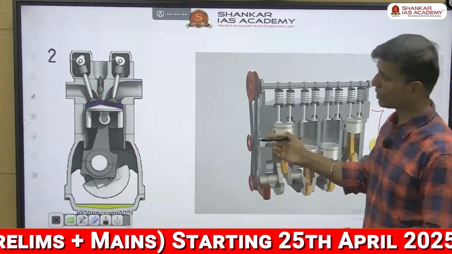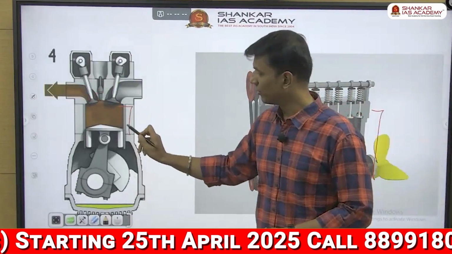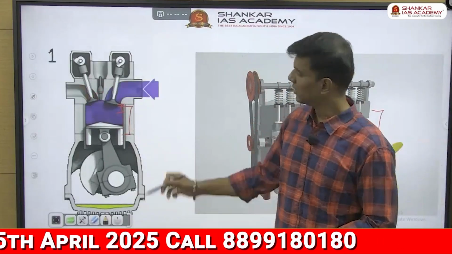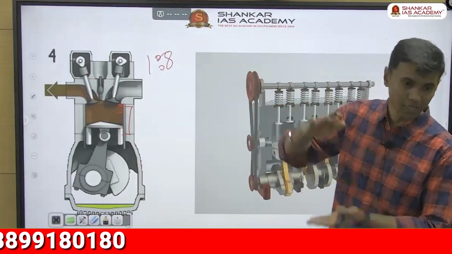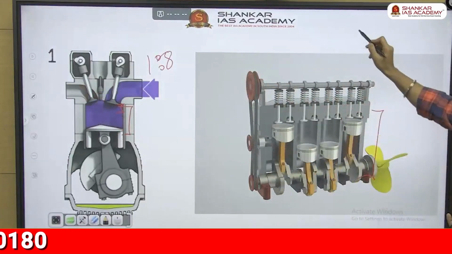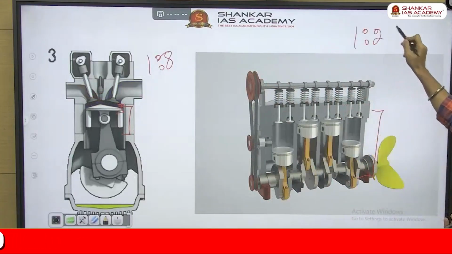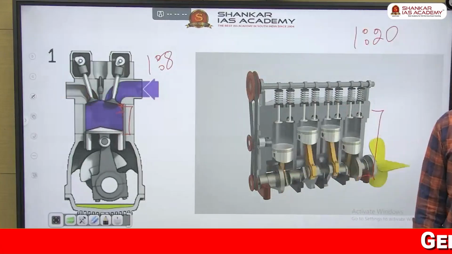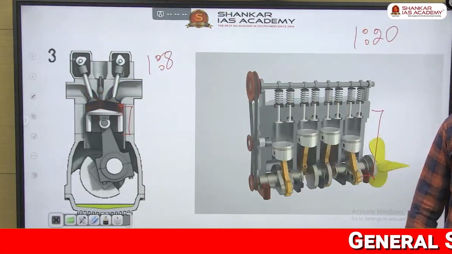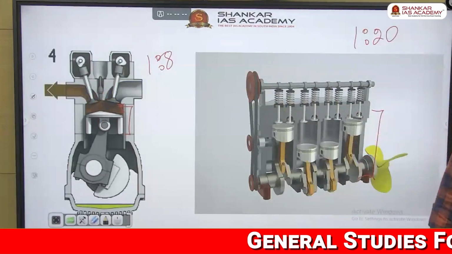In fact, if you see compression ratio, that is initial volume to the maximum compressed volume, generally petrol engines will have a 1:8 compression ratio. Compared to 8 parts, up to 1 part it will be compressed. But for diesel engines, it can go up to 1:20 or 1:24 ratio. Very high compression ratio, leading to rapid combustion of the fuel inside. Clear? Yes.